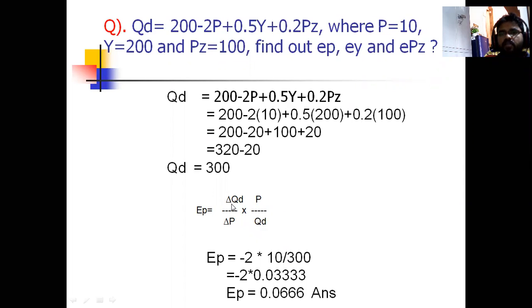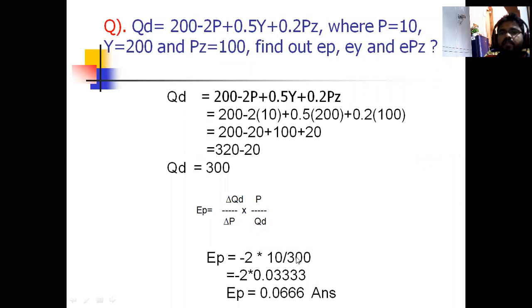See, delta QD by delta P is nothing but this minus 2. Simple, you can remember: if the price of the commodity changes by 1 rupee, the quantity demanded is going to change by 2 units. Nothing but if the price increases, the quantity demanded decreases by 2 units. That's why minus 2 into P, which is 10, over QD, which is 300.